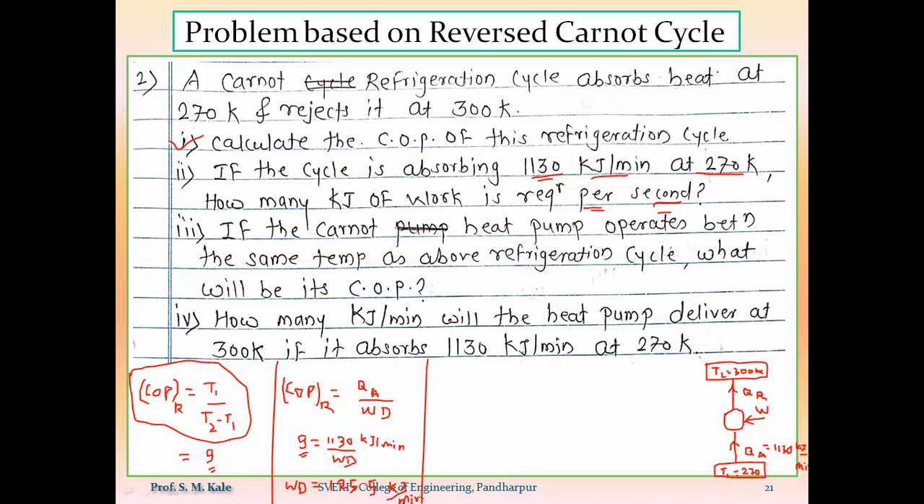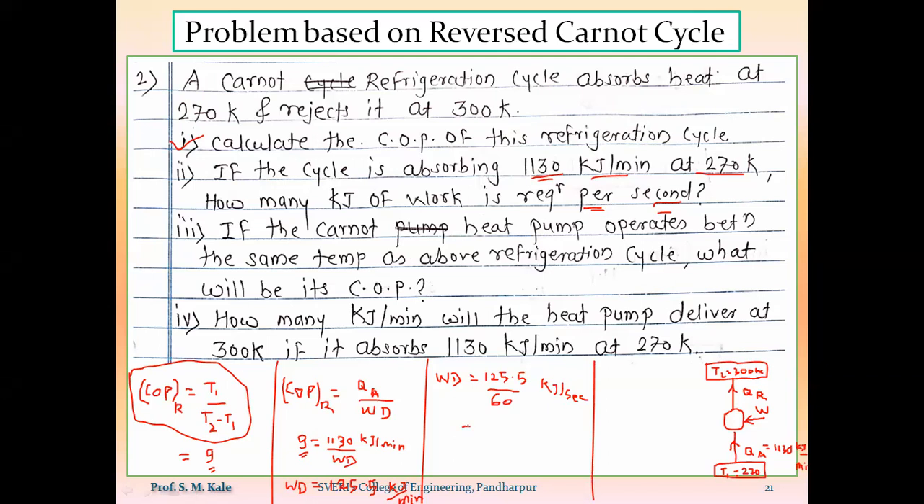But in the problem, they have asked us to find out the value of work done in terms of kilojoule per second. So what will it be? 125.5 is in kilojoule per minute. How many seconds are there in one minute? 60 seconds. Divided by 60 will be there. So this will be in terms of kilojoule per second.